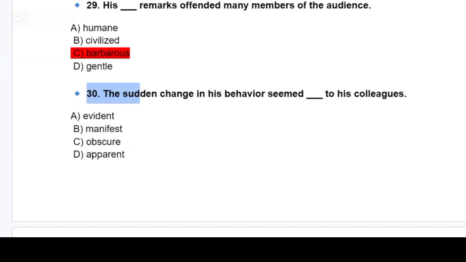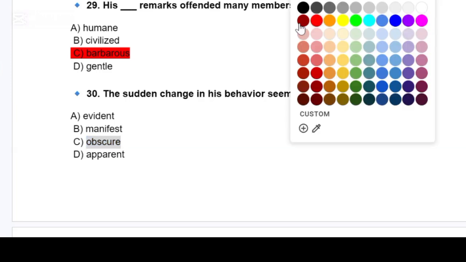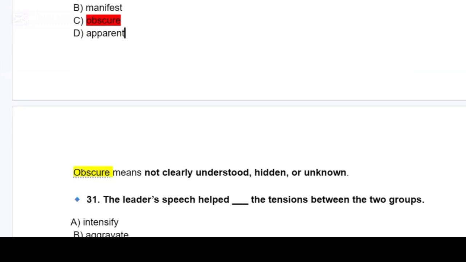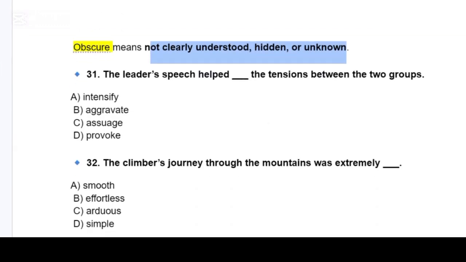A sudden change in his behavior seemed dash to his colleagues. The sudden change in his behavior seemed evident, manifest, obscure, apparent. Evident means manifest or apparent. So the change in his attitude was obscure. Obscure means not clear, not evident, not clearly understood, or hidden or unknown.